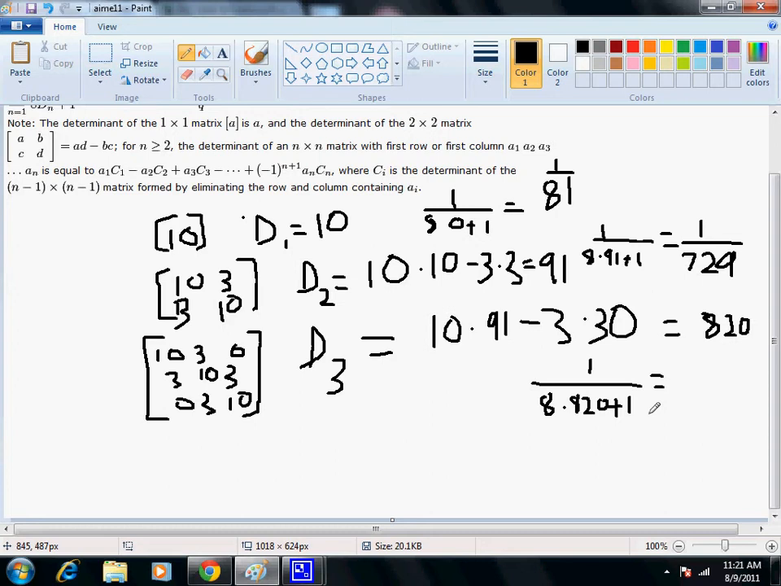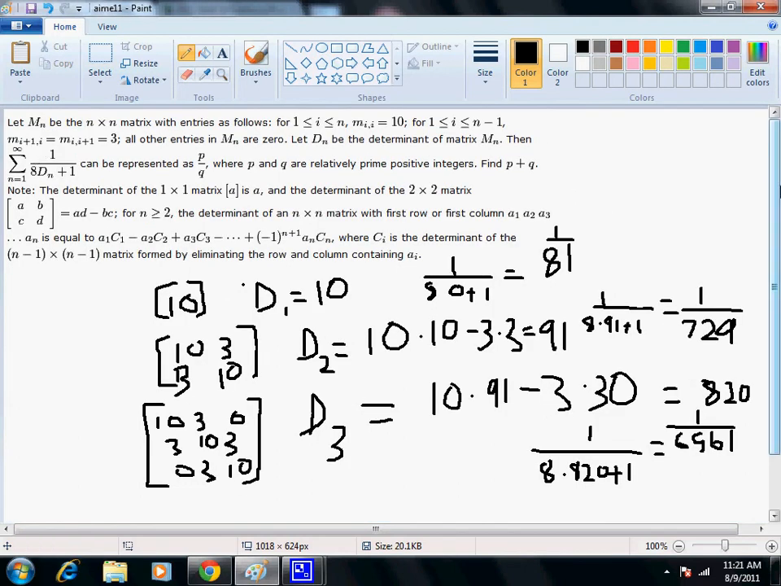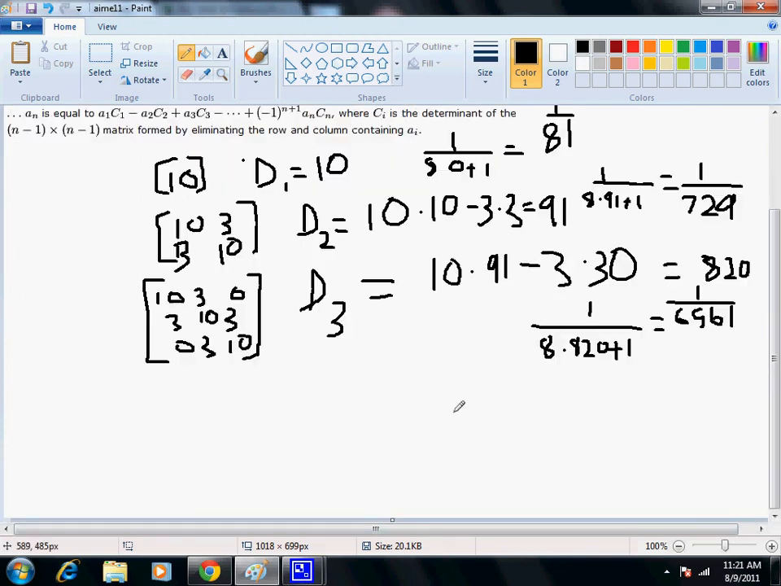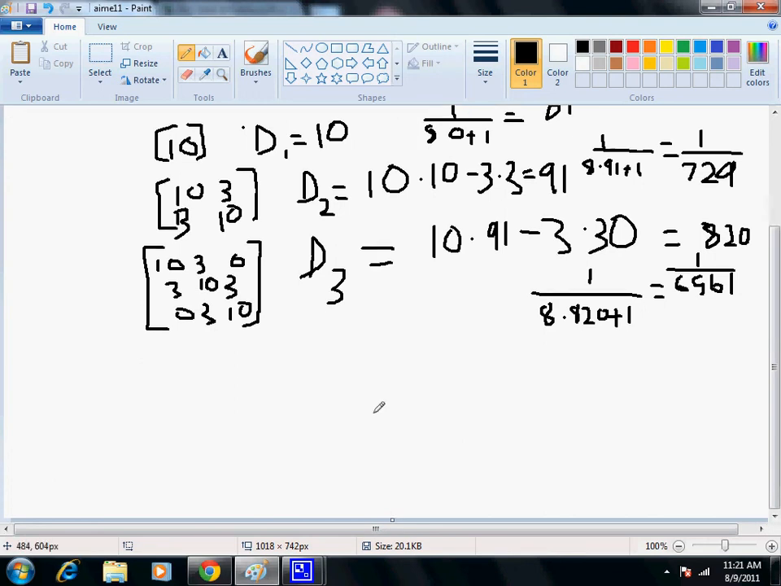6560, plus 1 is 6561, right? And you can tell that this number is 9 times this number, and this number is 9 times this number. So we're thinking that this is a geometric series whose common ratio is 1 over 9. We'll verify that by looking at one more matrix.